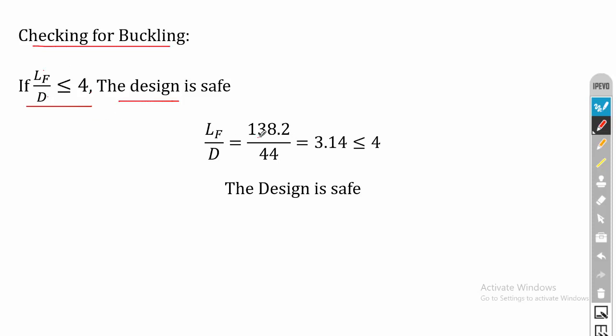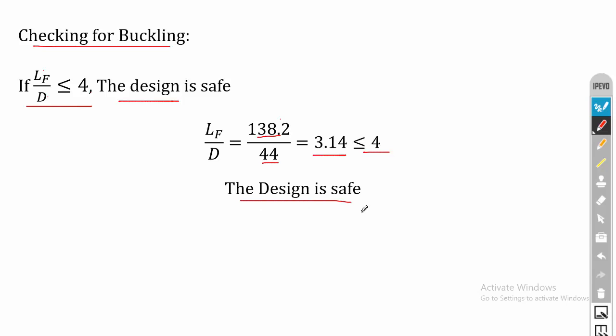So in the problem, the LF is 138.2 and the capital D is 44. These two data we have already calculated earlier. You can substitute that. If you solve this, you will get the LF divided by D value as 3.14. And it is less than 4. So the design is safe.